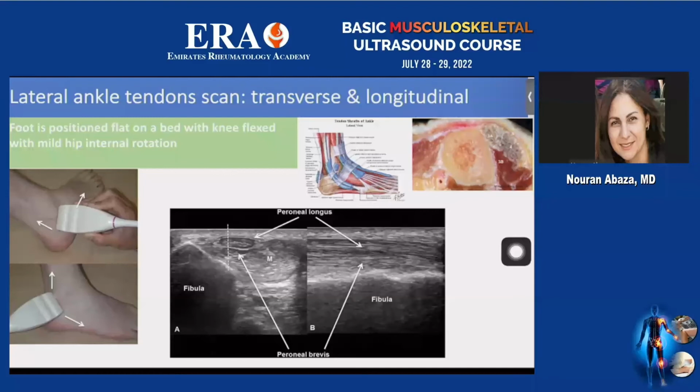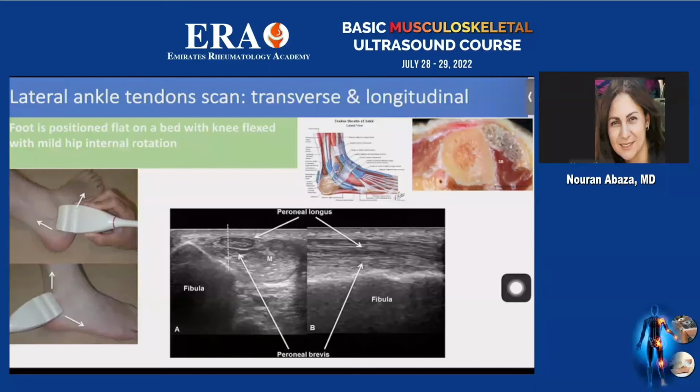What we are concerned with here is that you will see two tendons just above the lateral malleolus of the fibula. This is the bone cortex of the fibula, and then a little tendon which is close to the bone, which is the peroneus brevis, always closer to the bone in longitudinal and in transverse, and another tendon which is larger and more away from the bone, which is the peroneus longus.